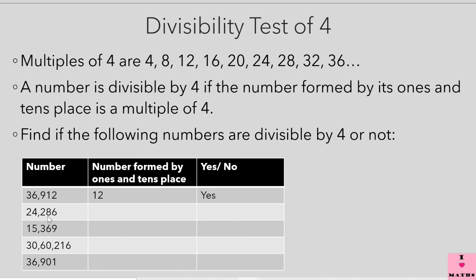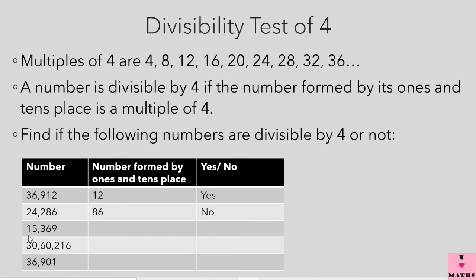86 is dividend and 4 is divisor. 4 2s are 8. 8 minus 8, 0. Copy 6. 4 1s are 4. 6 minus 4, 2. So 2 is the remainder. It means 86 does not come in the table of 4. And since 86 does not come in the table of 4, so 24,286 is not a multiple of 4. Okay, children? We just had to decide whether 86 is coming in the table of 4 or not, and we could find out whether this whole number is a multiple of 4 or not.